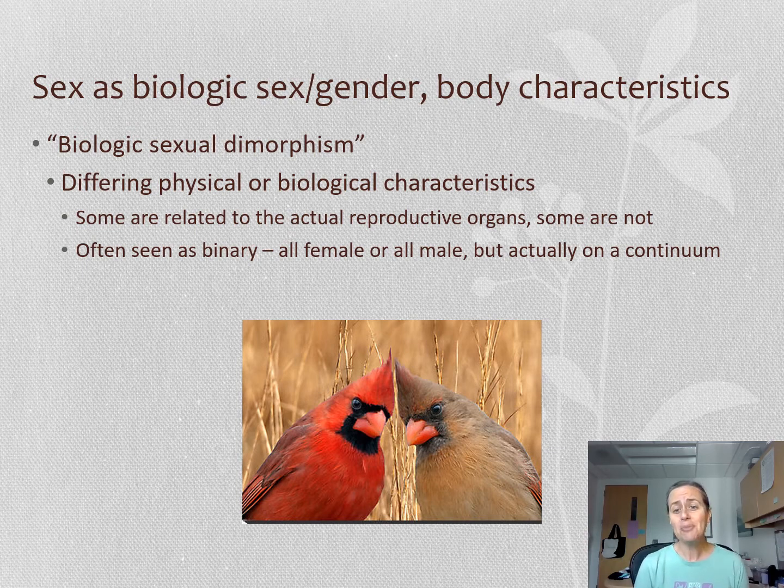So here are some cardinals. They're a type of bird that is known for their biologic sexual dimorphism. The male of the species is brightly red colored, and the female of the species is a dun brown or a bit of a gray color. So very obvious physical differences, which as you can see, have nothing to do with their reproductive systems when we look at the color differential.